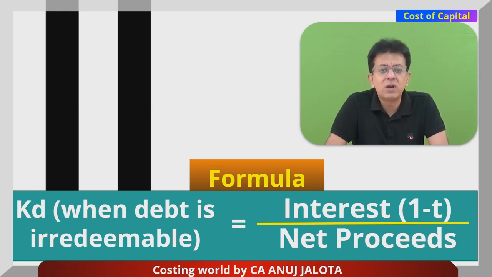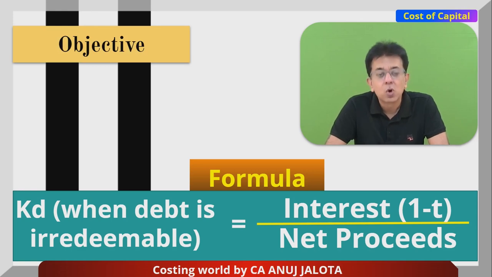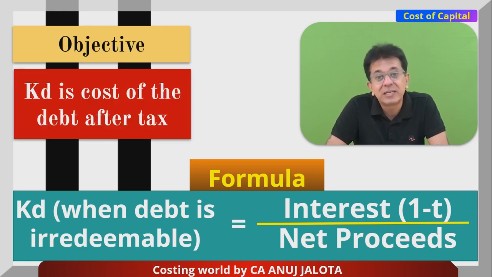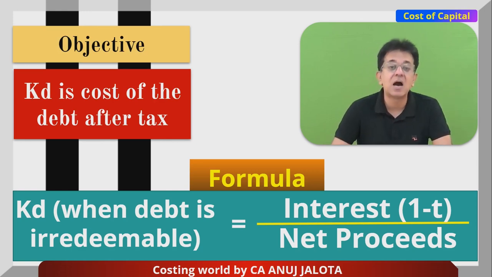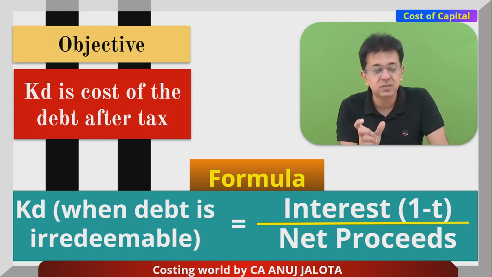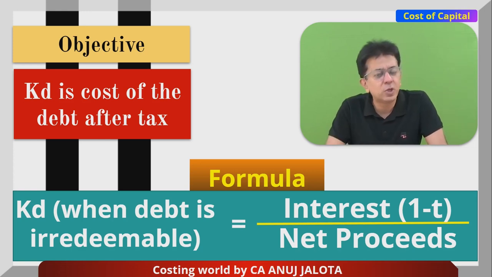So therefore, you all have done the formula of KD. KD formula is interest into 1 minus tax upon net proceeds. Of course, the objective is to find out cost of debt after tax. And that is why in the numerator, you all have interest into 1 minus tax, that is after considering the tax savings. What is the net interest cost divided by the amount of capital that you had got whenever you issued the debentures? It's a simple thing.